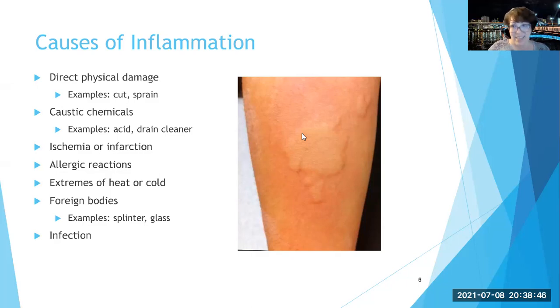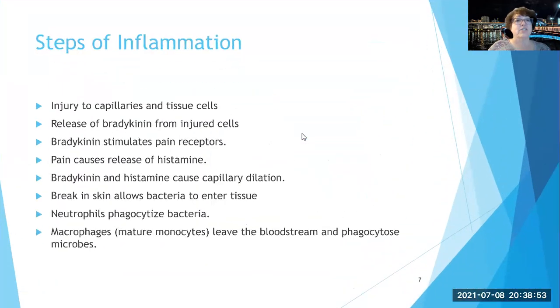There's a cascade of events that happens with inflammation, which we will look at. So the steps of inflammation: first, there's an injury to capillaries and tissue cells. The injured cells release a chemical messenger, which are bradykinins. Bradykinins stimulate pain receptors. And usually our pain receptors, remember, are those C fibers, so they're sensitive to those little bradykinin chemicals. And the pain causes a release of histamine. Bradykinin and histamine cause capillary dilation. So that's a change. We open up more capillaries, and a break in the skin allows bacteria to enter tissue.